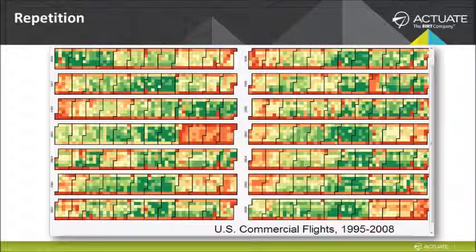That's because fewer people fly on the weekends. So the weekdays tend to have most of the green. We also see that the summer months have a higher concentration of green in the middle of each one of these bars. And as you take a look, I'll just sort of help you here.